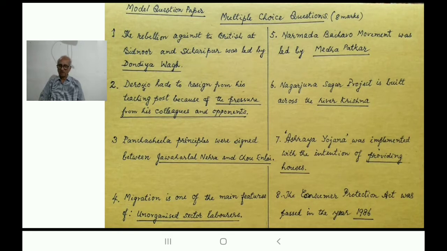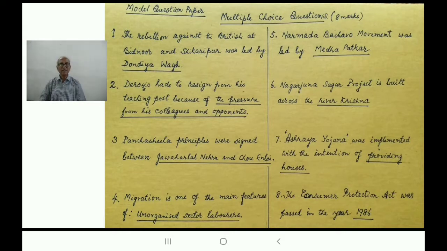Second question now. Derozio had to resign from his teaching post because of A. the pressure from his colleagues and opponents, B. his ill health, C. his interest in studies on Vedas, D. the pressure from the government to return back to England. Here the right option is the pressure from his colleagues and opponents.